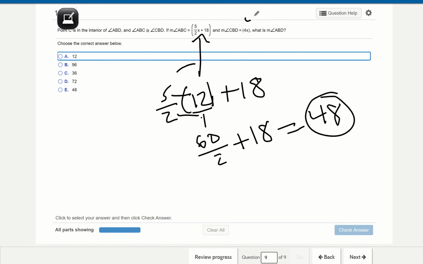If you plug in here, you're going to get 48. Plug in here, you're going to get 48. And then you add those two together, and that gives you the big angle, which is going to be, what, 96 degrees? So the answer is B in that case. So just be careful to answer the question that they ask.